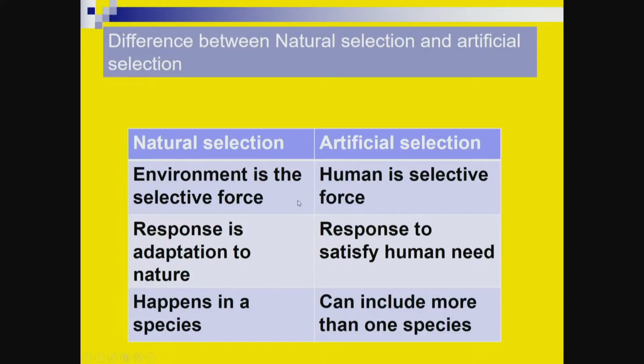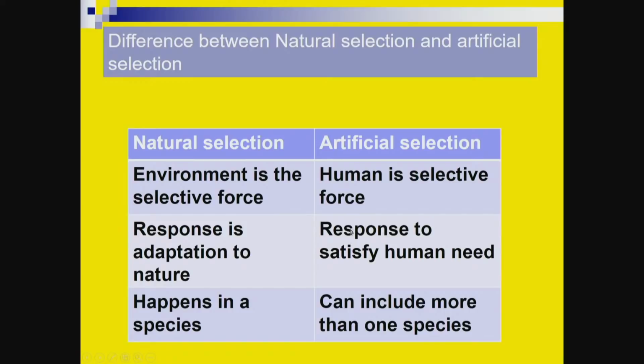Or a very favorable question is: tabulate the differences between natural selection and artificial selection. So then we indicate the environment is the selective force. Humans are the selective force. In the environment, the one with the favorable characteristic will survive. So it's a response to the adaptations to nature.